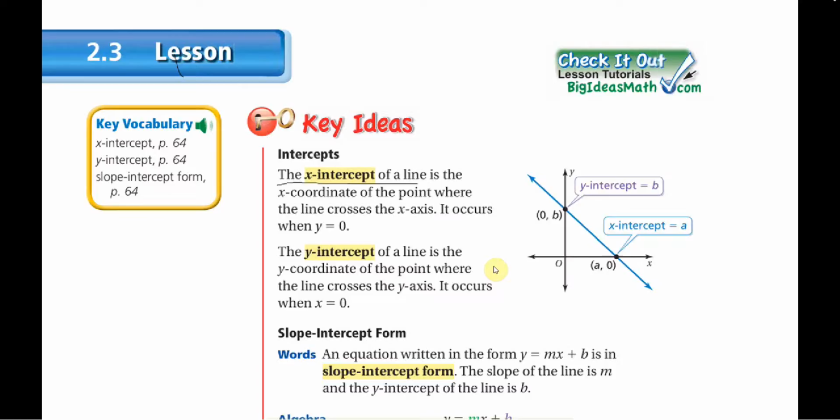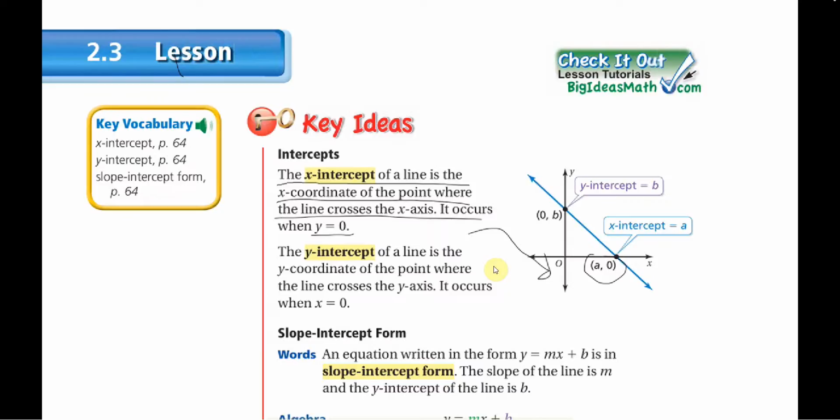The x-intercept of a line is the x-coordinate at the point where the line crosses the x-axis. It occurs when y equals 0. What that means, the x-intercept, is when it crosses the x-axis. You see how they gave you a little coordinate over here, if you draw your attention to this circled pair of points. They say a comma 0. A stands for whatever x-coordinate that is, and 0 is in the y-coordinate space. So it's whenever y equals 0. If you were to solve an equation for that, whatever number you get is where it crosses the x-axis.